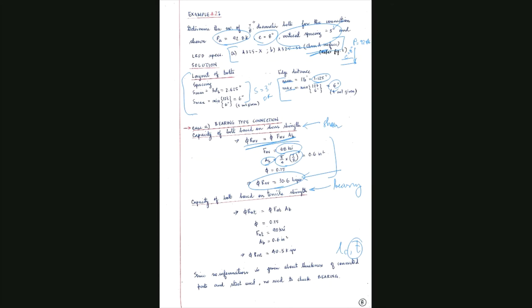That is phi RN equals phi FNT AB. So the phi value is 0.75, FNT is 90 KSI, and AB is 0.6 inch square. So we find the capacity of the bolt in tension. So you have calculated the capacity of the bolt in shear and you have found that it is 30.6 kips per bolt. And the capacity of the bolt in tension is 40.5 kips per bolt. So the next is to estimate the number of bolts.